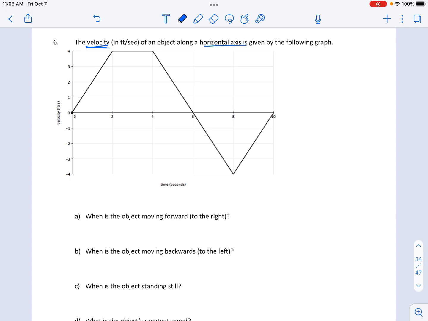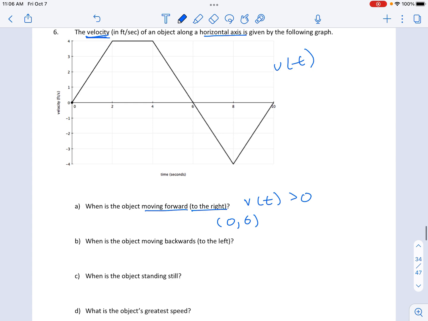So if I want to know when is it moving forward or to the right, that means that your velocity would be positive. So when I look at this graph, this is your velocity function. Positive means it's above the x-axis, so that would just be in the interval from 0 to 6 seconds.